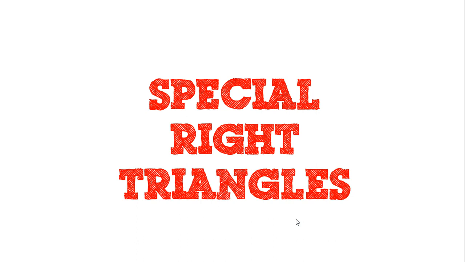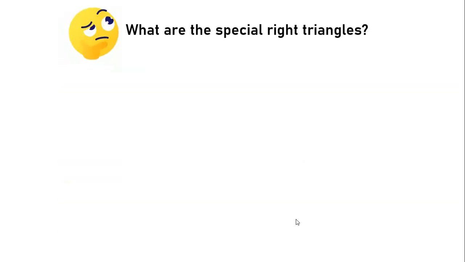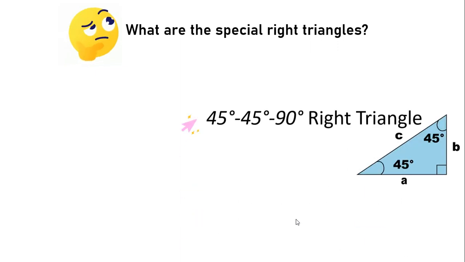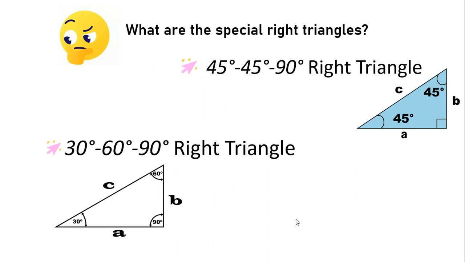In this video, we're going to talk about special right triangles. These are our objectives. Identify special right triangles and determine the relationship of the sides and angles of special right triangles. By the way, what are special right triangles? We have the 45-45 right triangle and the 30-60-90 degree right triangle.